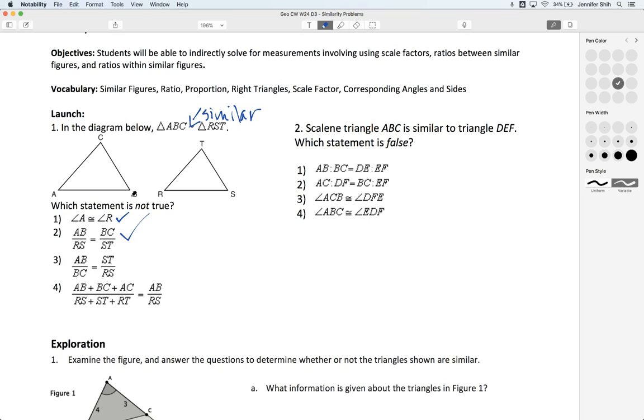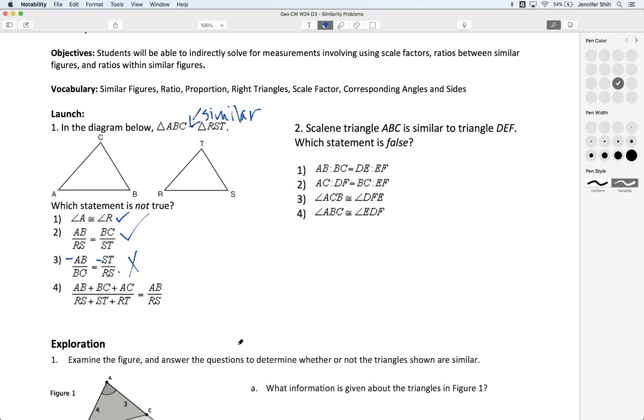Is AB corresponding to BC? Or in this case, look at this one. Is AB corresponding to ST? No, they're not corresponding sides. Is BC corresponding to RS? No, they are also not corresponding sides. So that one's not true.